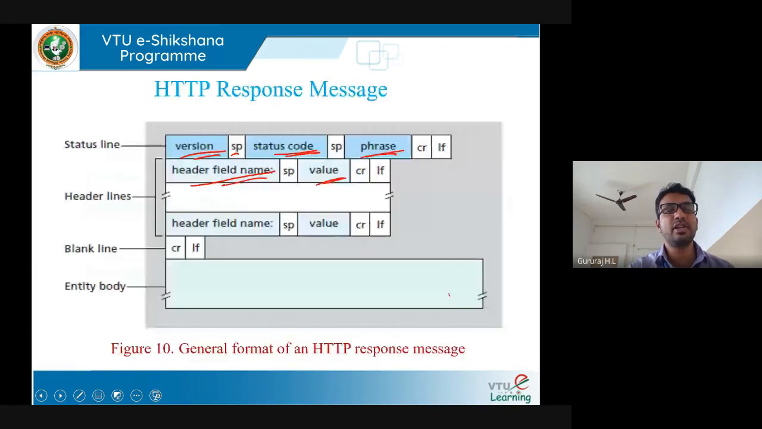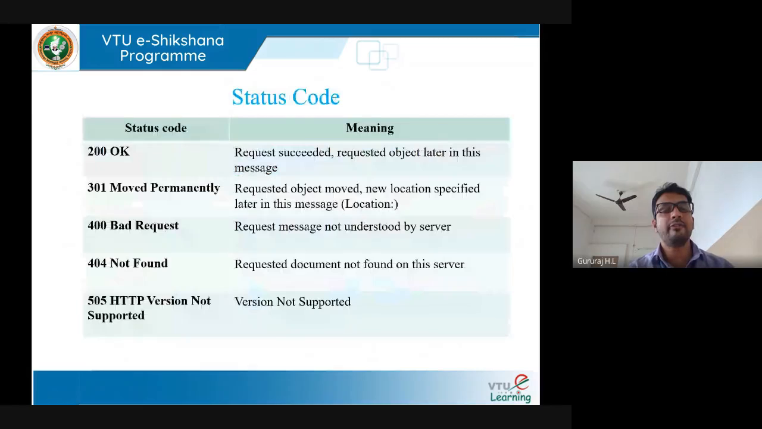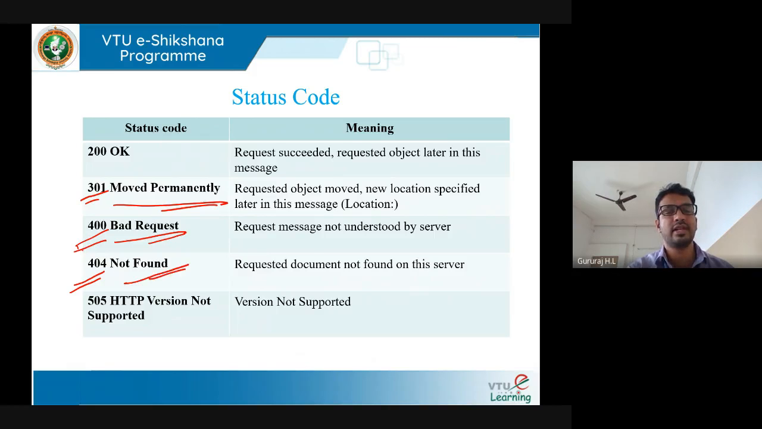As I explained, you will get some status code here. These status codes are represented by numbers. That number is called the status code. For the corresponding status code, there will be some corresponding status messages. If it is 200, the server is running fine and we got the reply. If it is 301, there is some problem and the resource has moved permanently. If it is 400, bad request. If it is 404, the requested resource is not found at all. If it is 505, the HTTP version itself is not supported.